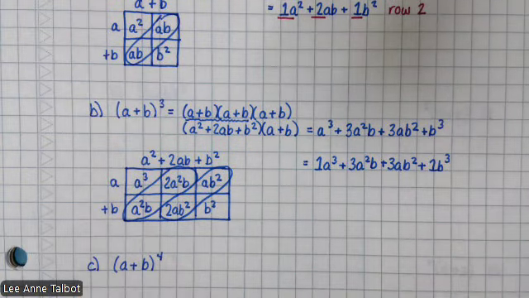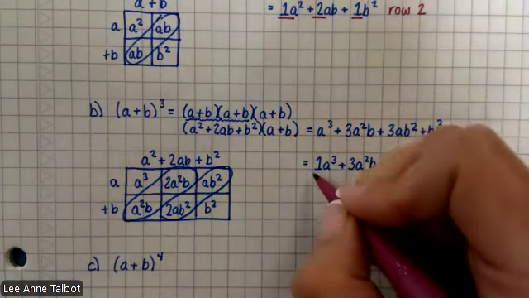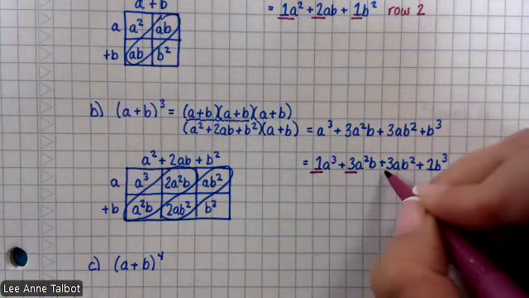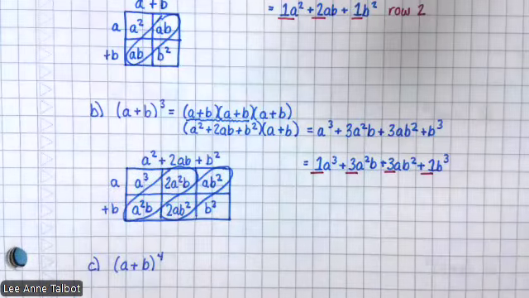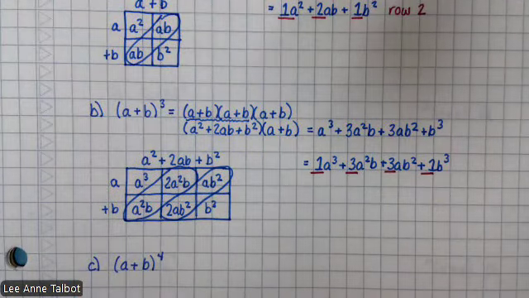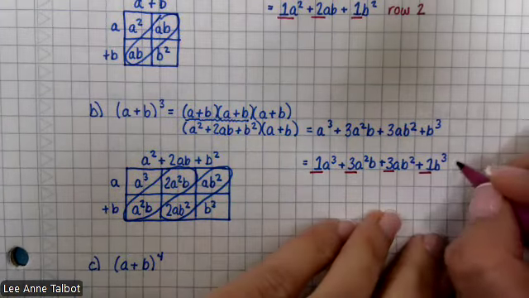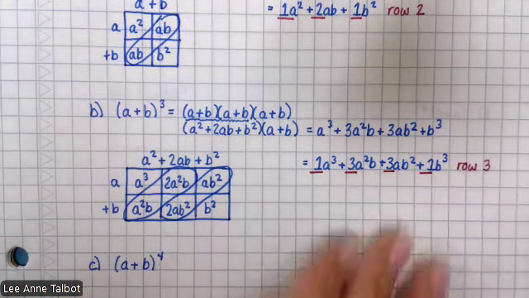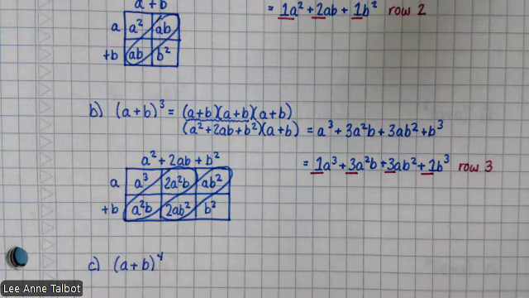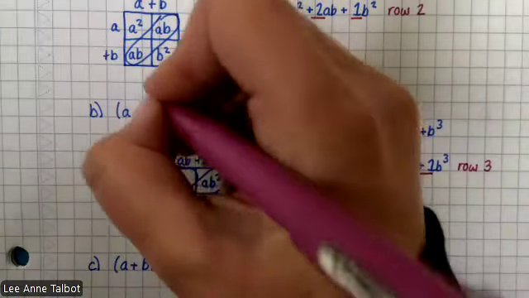Okay. What do you notice about the coefficients? 1, 3, 3, 1. Where could I get those from? Row 3. And how could I have figured out that I was working in row 3 from the original problem? Exponent.